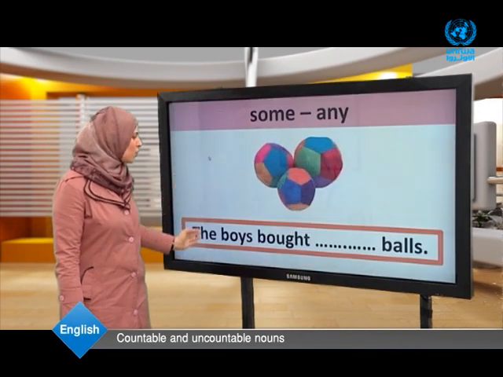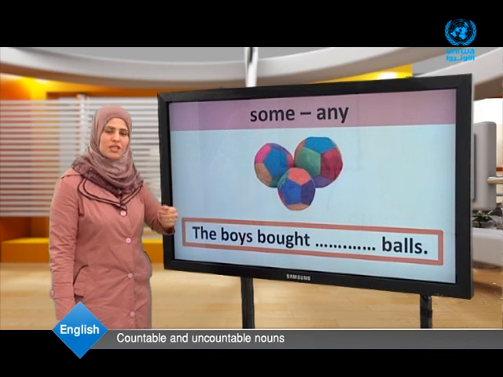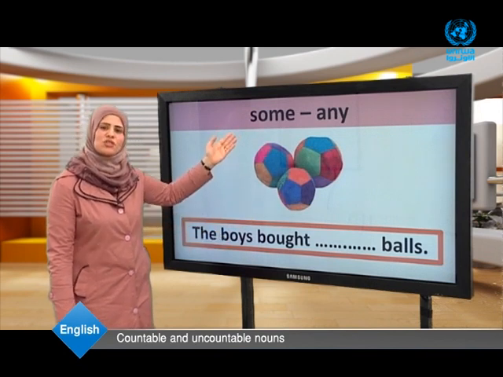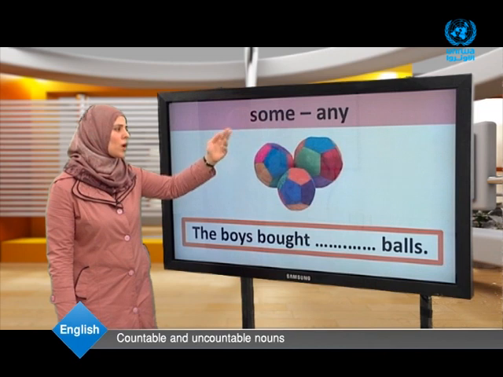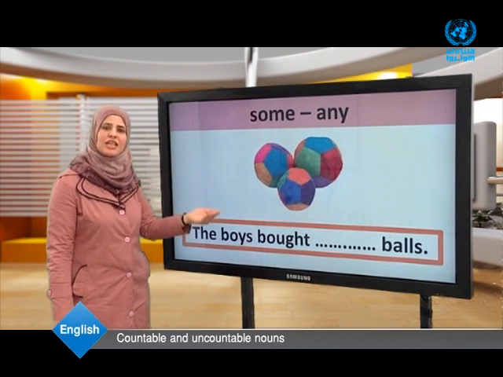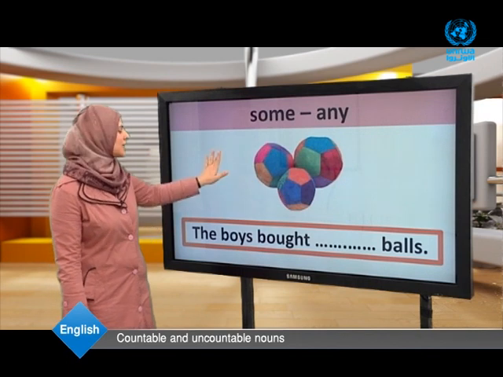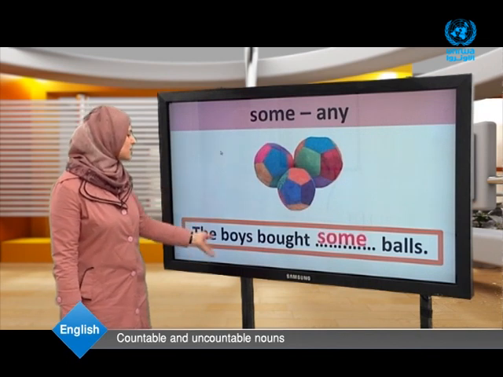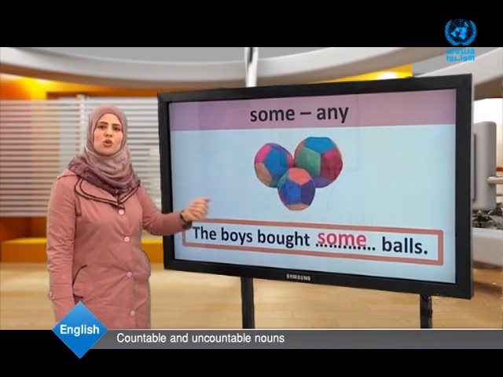Some or any. The boys bought some or any balls. Look at the sentence. Remember, some is used in affirmative sentences, while any is used in negative sentences and in questions. Which one would you choose? Exactly. The answer is the boys bought some balls.